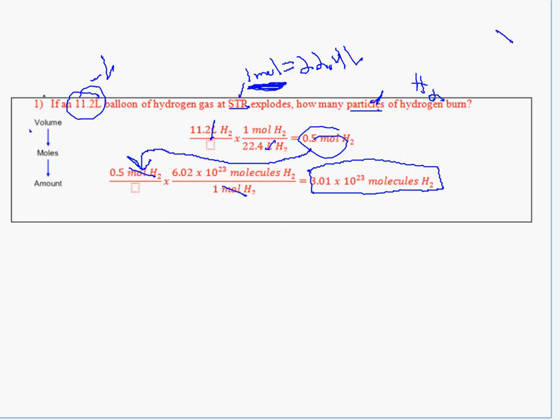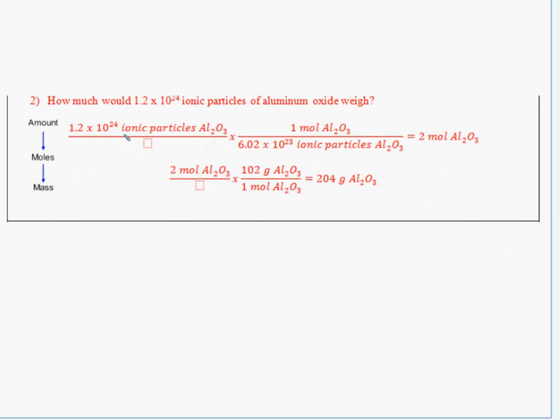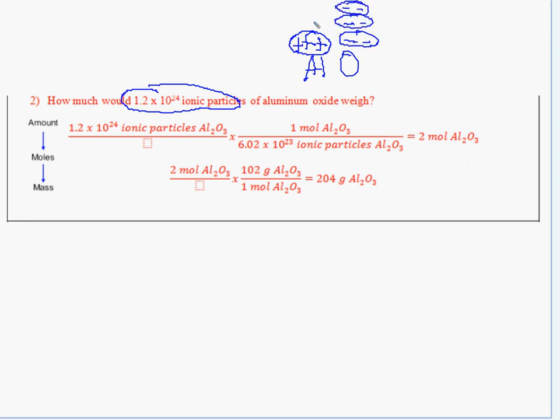Okay, let's look at another one. How much would 1.2 times 10 to the 24th ionic particles of aluminum oxide weigh? First you got to know aluminum oxide is Al2O3, which for review, if you don't, you got to figure out the charges. Aluminum is 3 positive, oxygen's 2 negative. Then you got to balance it, so you get Al2O3 when it's balanced.